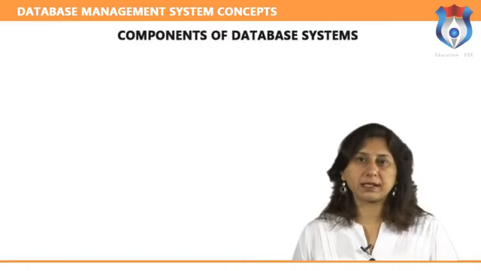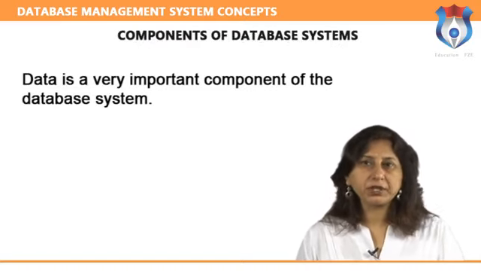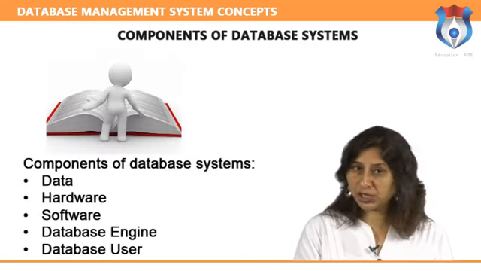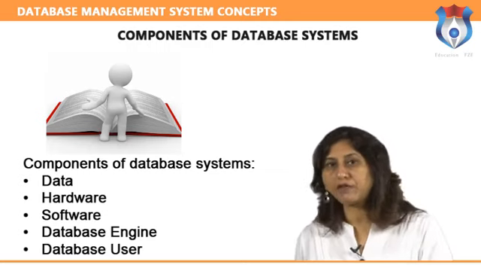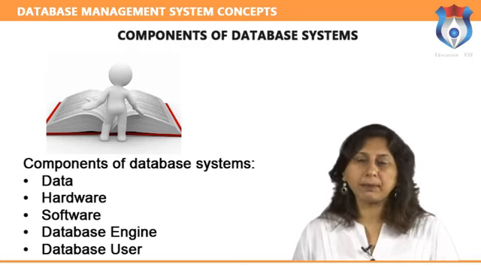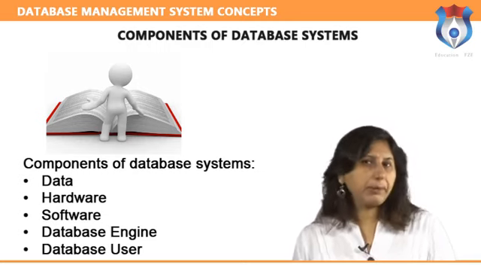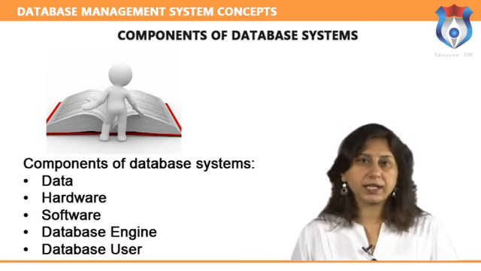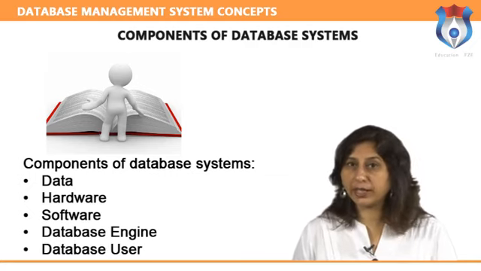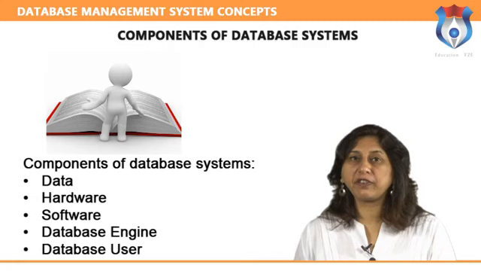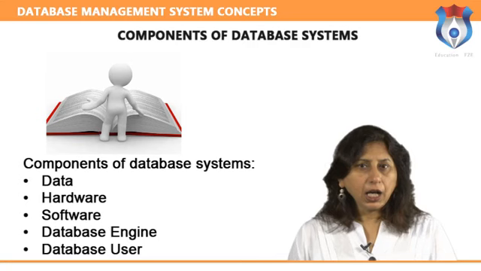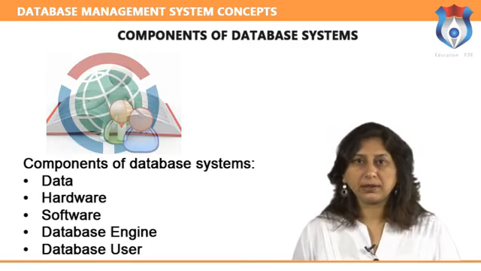Components of database systems. Data is a very important component of the database system. Data acts as a bridge between the machine parts, that is hardware and software, and the users who access it directly or through some application programs. Data may be of different types. User data consists of tables of data called relations, where columns are called fields or attributes and rows are called records or tuples. A relation must be structured properly.